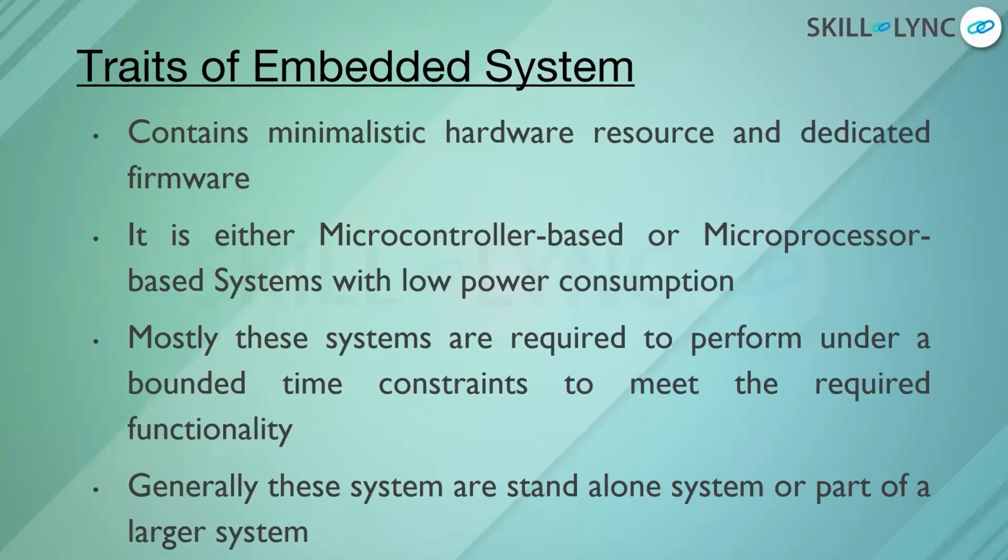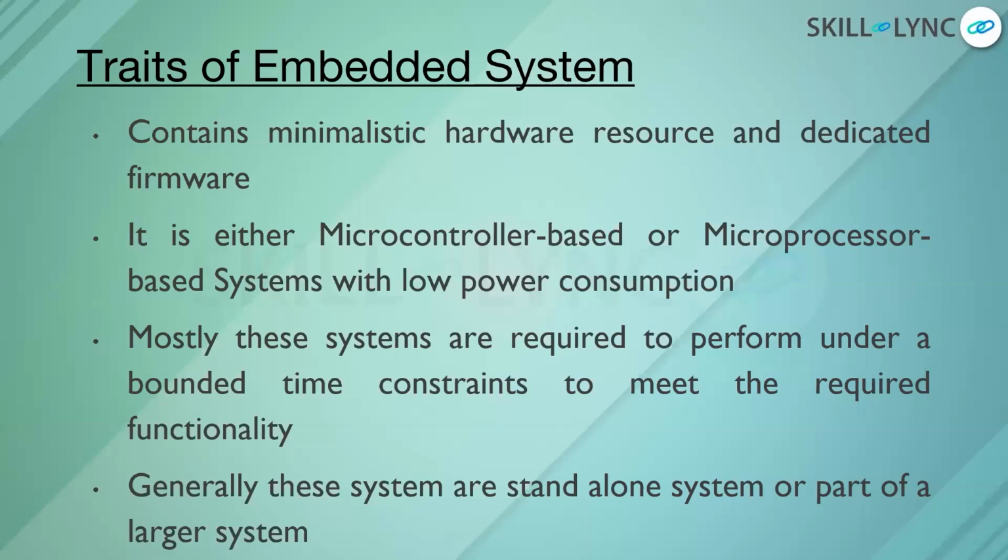Let me move on. Let's understand some of the important traits of an embedded system. When I say traits, it's like the important qualities of an embedded system. An embedded system contains minimalistic hardware and a dedicated firmware. Since the software is created for and runs very closely on that particular hardware, we call it firmware. If you want to study embedded systems, it's all about understanding how to write your own firmware for that minimalistic hardware to do the specific functionality that you are thinking of.